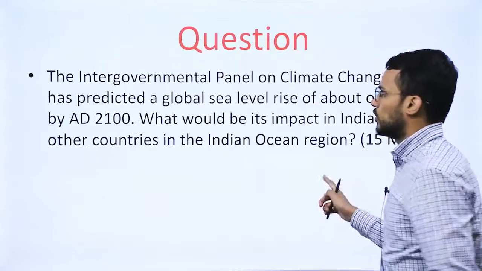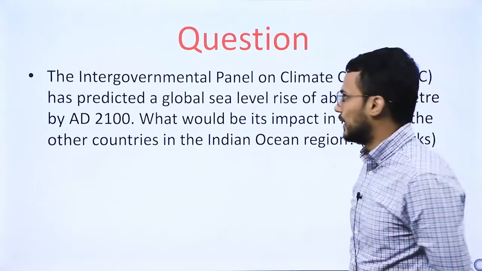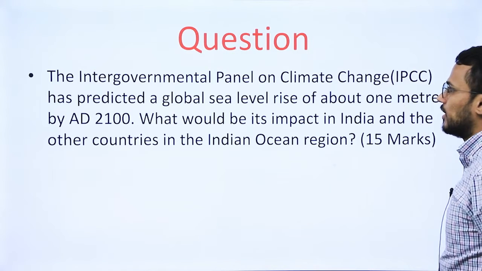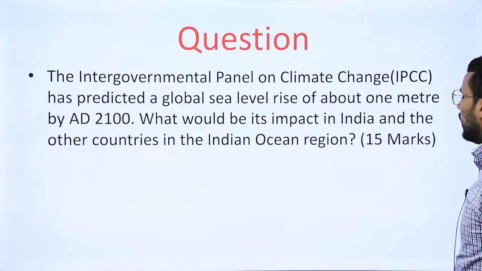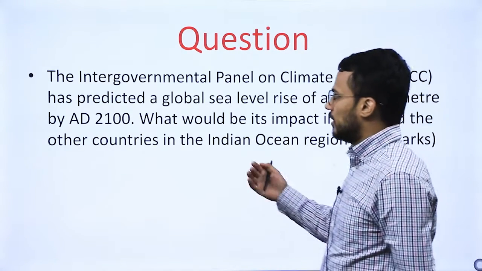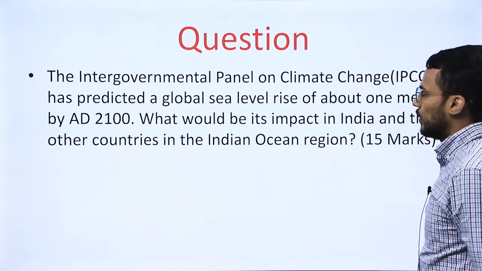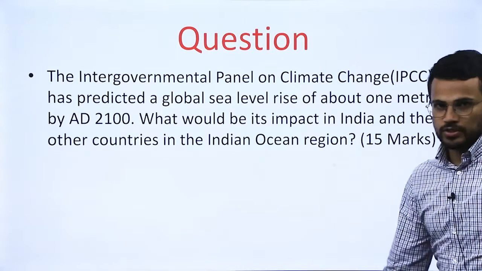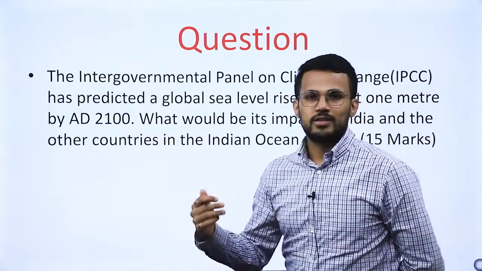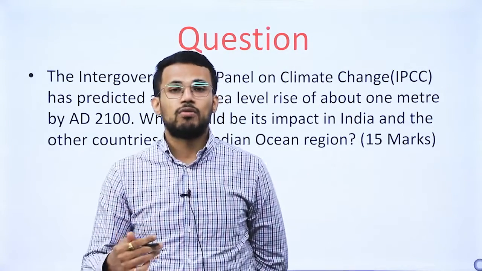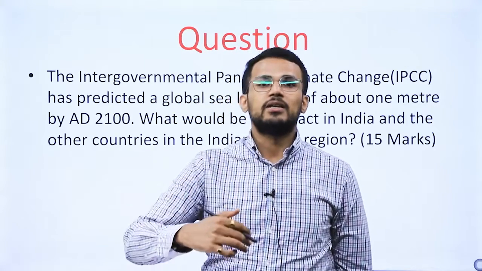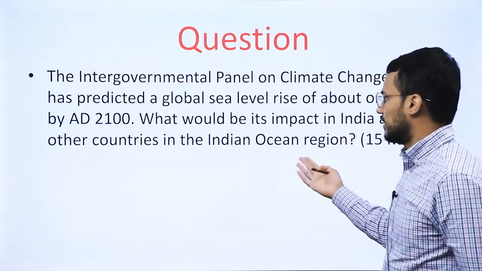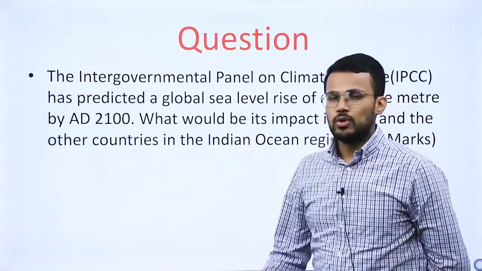We will be discussing a question that UPSC asked in Mains 2023, and the question is: the Intergovernmental Panel on Climate Change, IPCC, has predicted a global sea level rise of about 1 meter by the end of this century, that is AD 2100. What would be its impact in India and the countries in the Indian Ocean region? So it is a very straightforward question. We know that there is an impact of climate change in the form of rise in sea levels, and you are supposed to write in this answer what will be the result of this rise on various countries, including India and other countries in the Indian Ocean region.